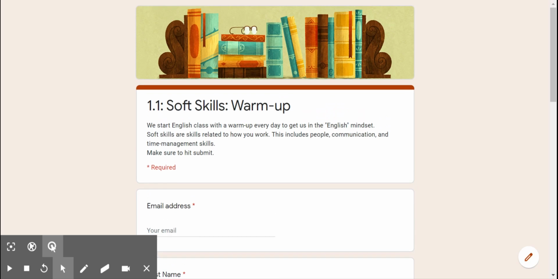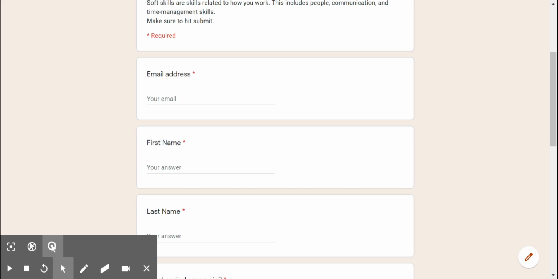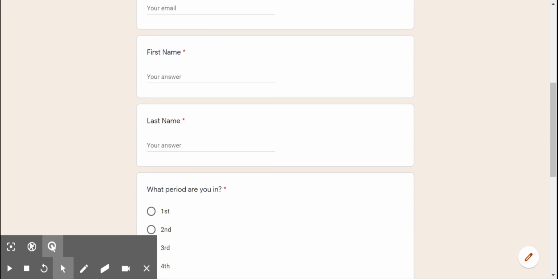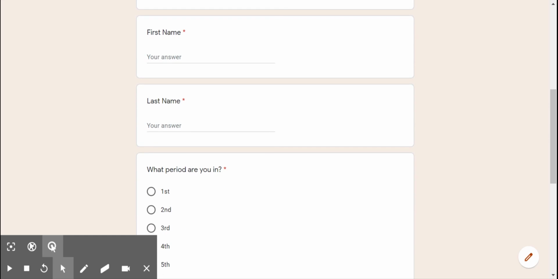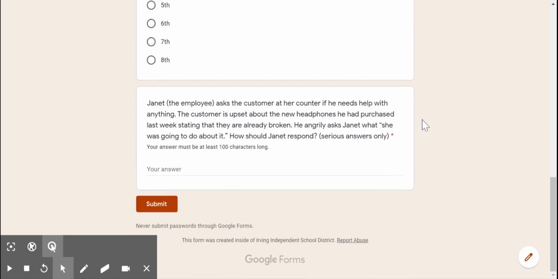So when you open it up, it's going to look like this, and as you scroll down, you're going to fill out each section. So here you have your email address, first name, last name. Make sure you're filling these out correctly because you want to get credit for your work. What period you are in, and then you have your warm-up question. So this one specifically is between an employee and a customer in that situation. So you're going to have to read it. You're going to have to think through the situation and what the best response would be.